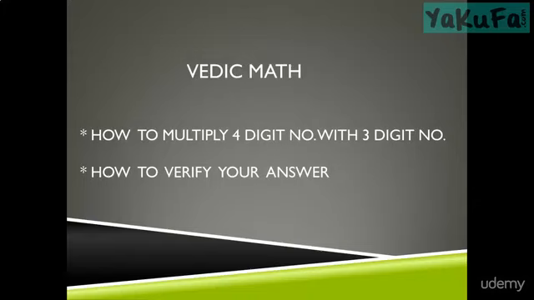In our previous class I've shown you how to multiply a 4-digit number with a 4-digit number. Likewise, you can apply the same technique to multiply a 5-digit number with a 5-digit number or a 10-digit number with a 10-digit number. But what if you have to multiply a 4-digit number with a 3-digit number or a 4-digit number with a 2-digit number? How will you do that? In this class I will teach you how to tackle such situations.